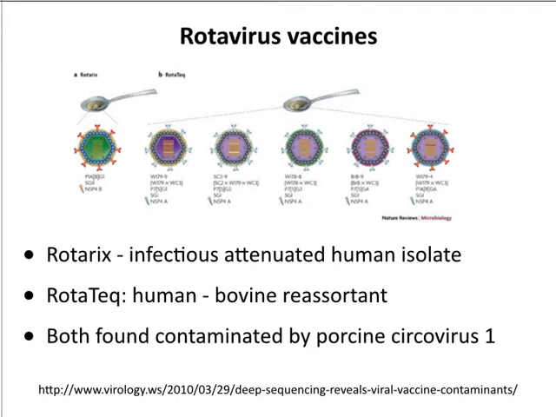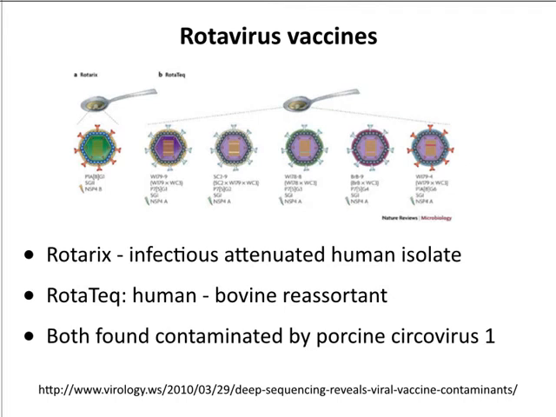And RotaTeq is the other one, which is a mixture of different serotypes, and each of these are human-bovine reassortants. So rotaviruses infect many different animals, but the ones that infect animals do not cause disease in humans. So you can introduce the genes from the animal viruses into the human strains. As long as you keep the surface proteins from the human strains, these won't cause disease, but they'll immunize you against the human proteins. So that's the Glaxo, I think, virus vaccine, and they're both orally taken.